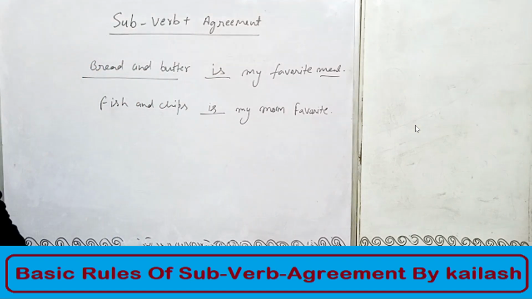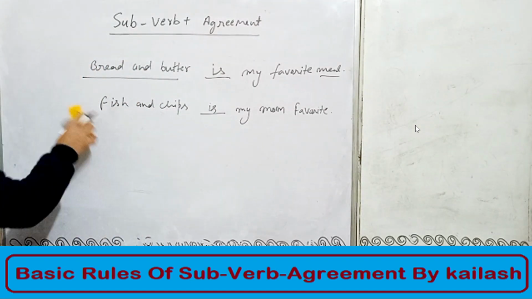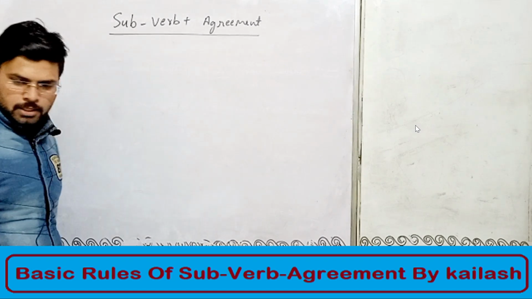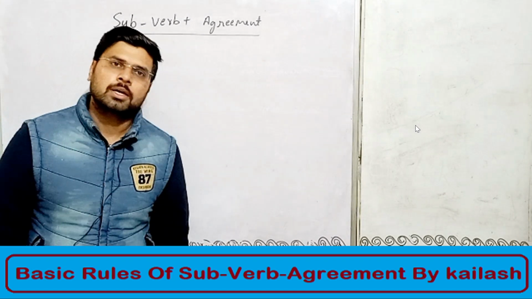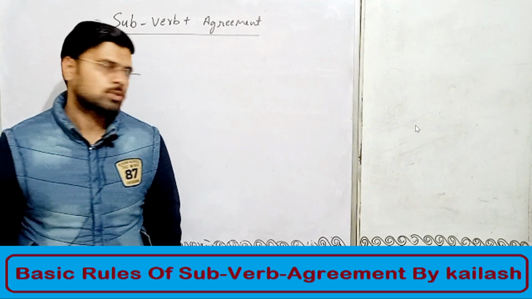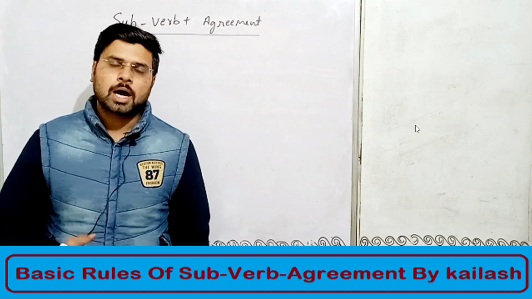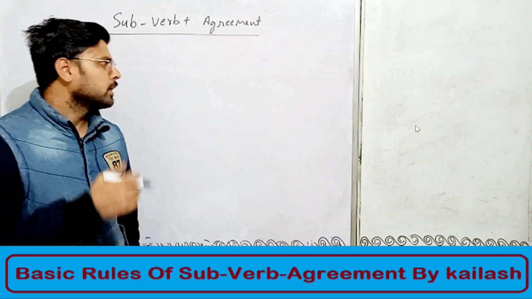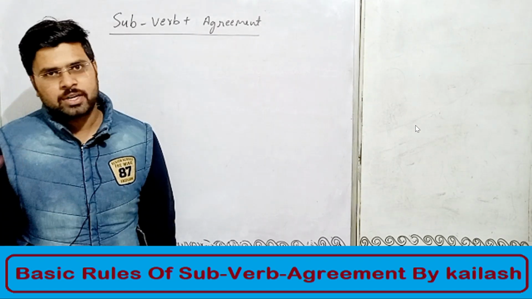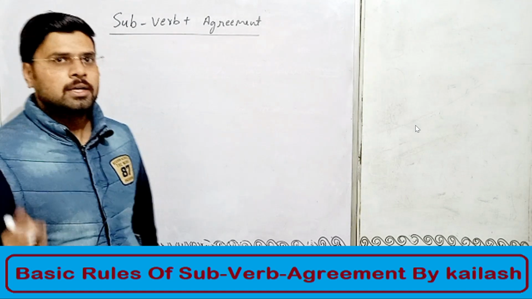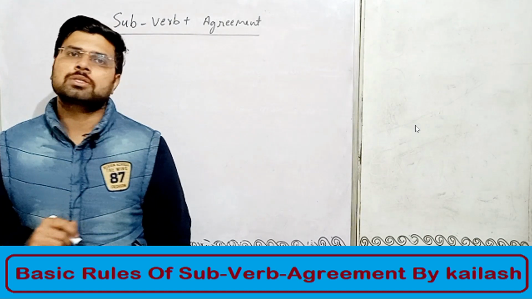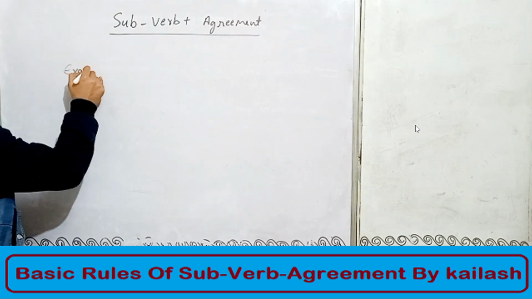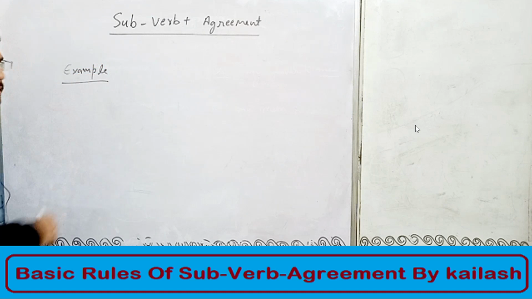Okay, let's move on to another rule. The other rule is: if we are joining two subjects, or two nouns, or two adjectives with the use of and, and they are discussing different things or different ideas, then the verb used is a plural verb. Okay, let me write an example. With the example it will be more clear.